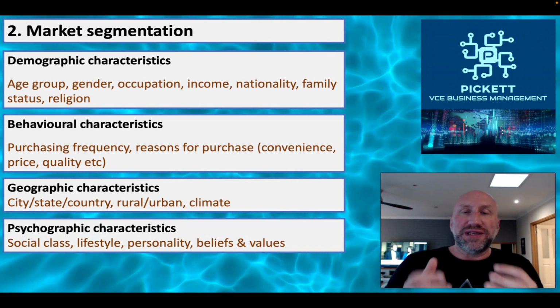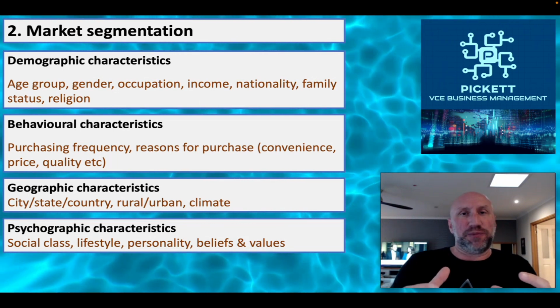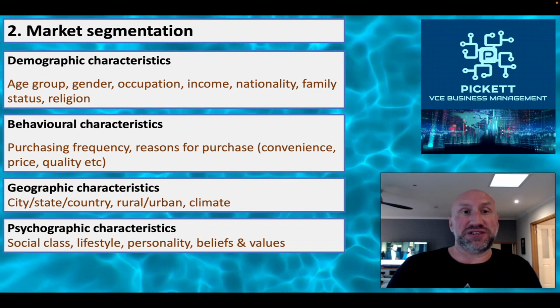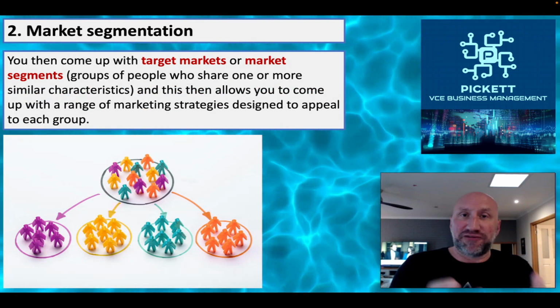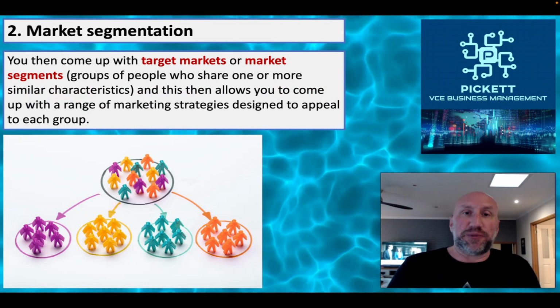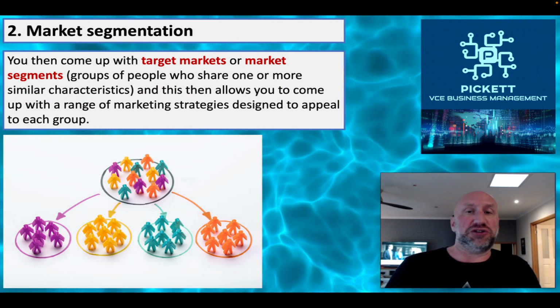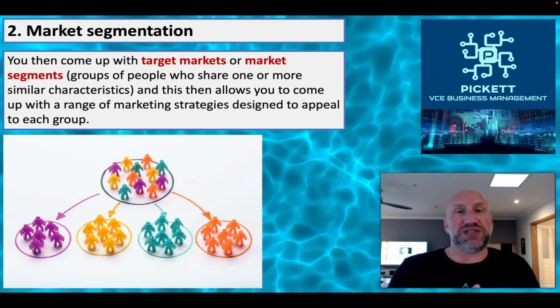So when you're segmenting a market, you're looking to come up with groups of people that are all similar based on these types of characteristics. Then once you've done that, you come up with several target markets or market segments. Again, groups of people that share one or more similar characteristics. And that then allows you to come up with a range of marketing strategies designed to appeal to each group.